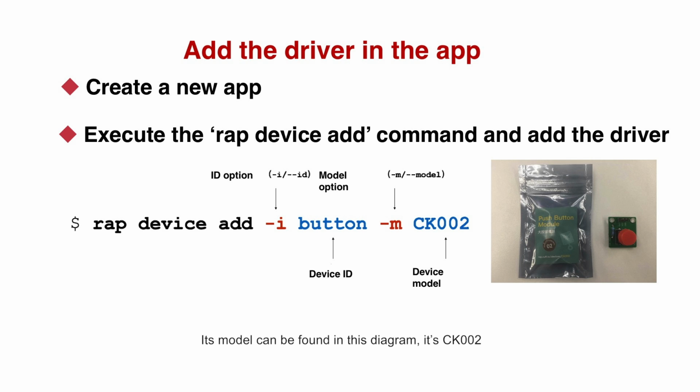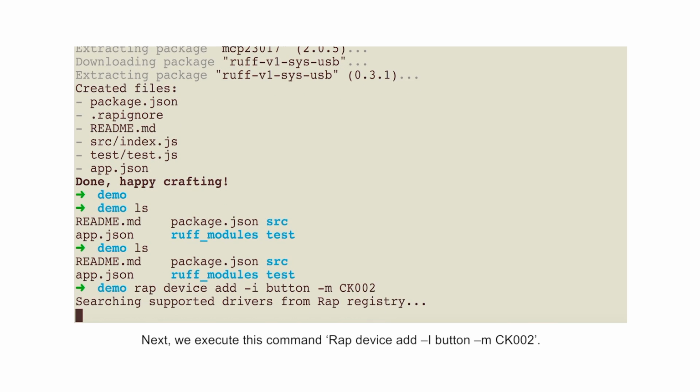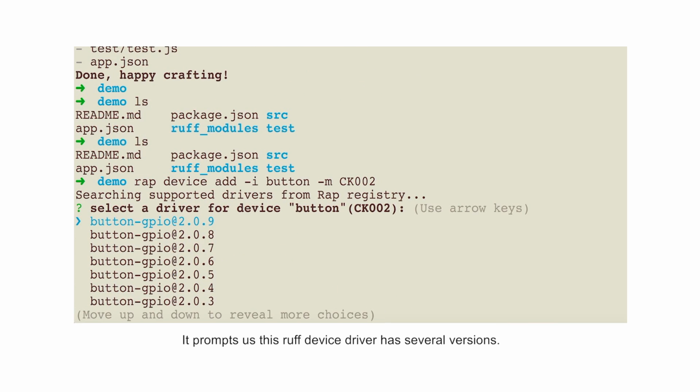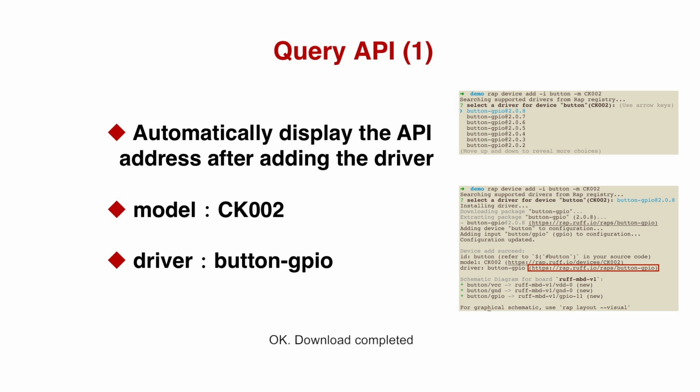Now we may take this button from our application kit. Its model can be found in this diagram. It's CK002. Next, we execute this command: wrap device add I button M CK002. It prompts us the Ruff device driver has several versions. Well, it's okay for us to directly download the latest version. Okay, download completed.